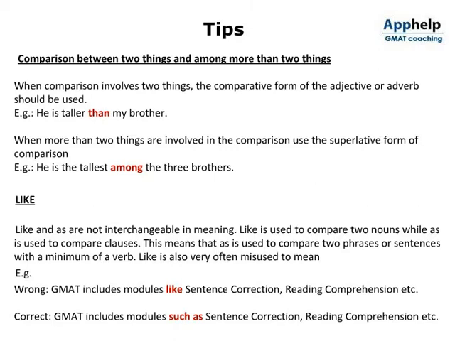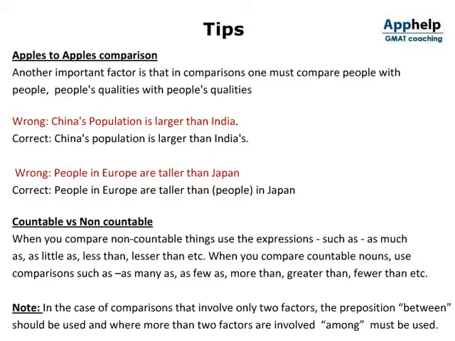This is correct. Let's talk about apples to apples comparison. Another important factor is that in comparisons one must compare people with people, people's qualities with people's qualities. For example, China's population is larger than India. This is wrong. China's population is larger than India's. This is correct. Another example. People in Europe are taller than Japan. This is wrong, whereas people in Europe are taller than people in Japan.